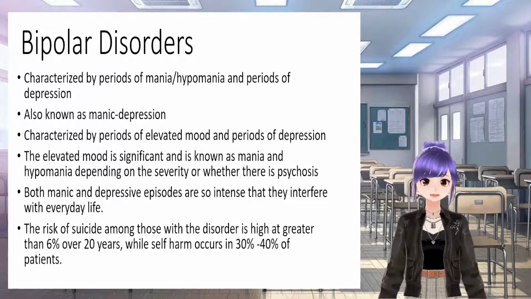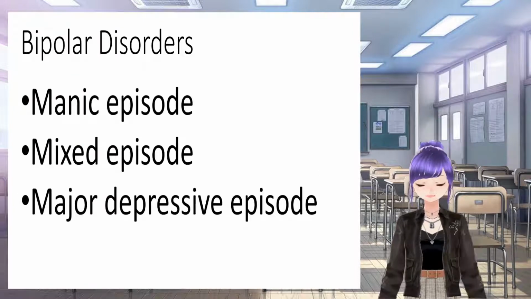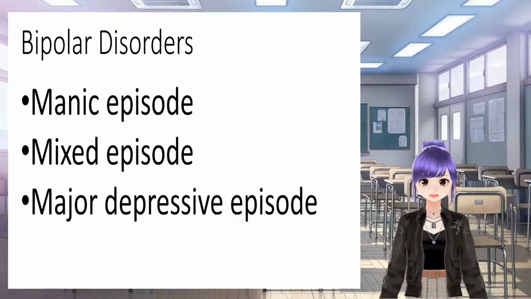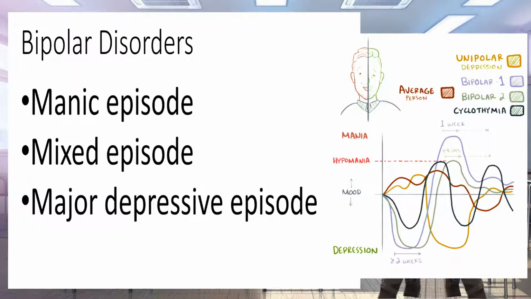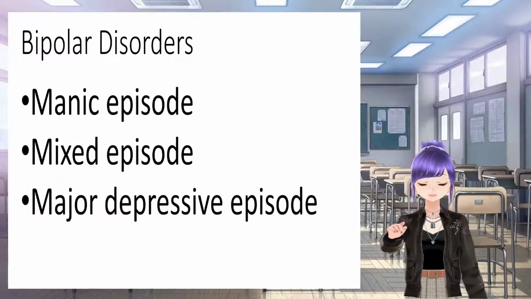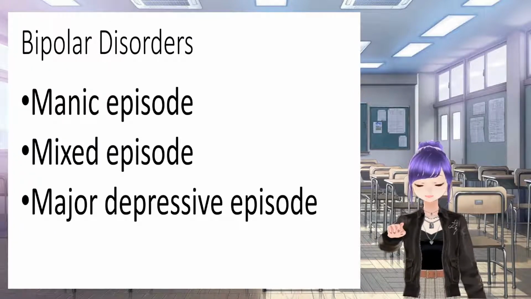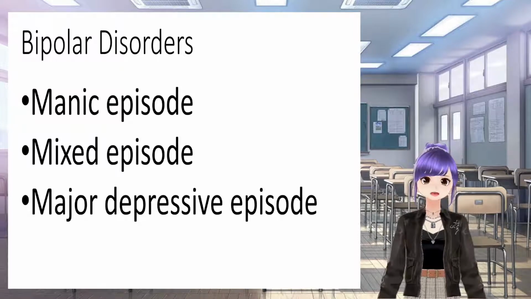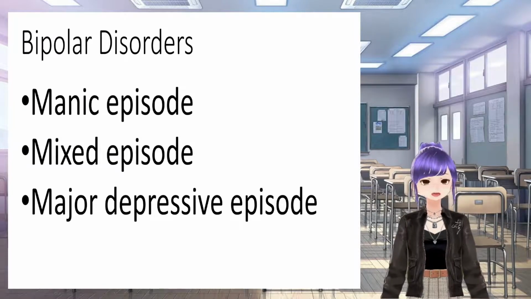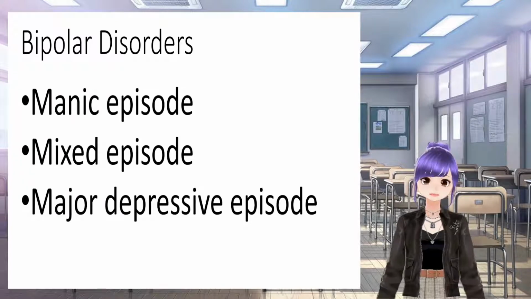Before we go into the diagnostic criteria, let's define the term bipolar spectrum. The bipolar spectrum refers to the range in which these alternating moods may occur, and it includes bipolar 1, bipolar 2, cyclothymia, and other specified bipolar and related disorder. For all of these diagnoses to be made, the symptoms must indicate a major change from a person's typical mood. Let's define now what are manic episodes, mixed episodes, and of course, a major depressive episode.